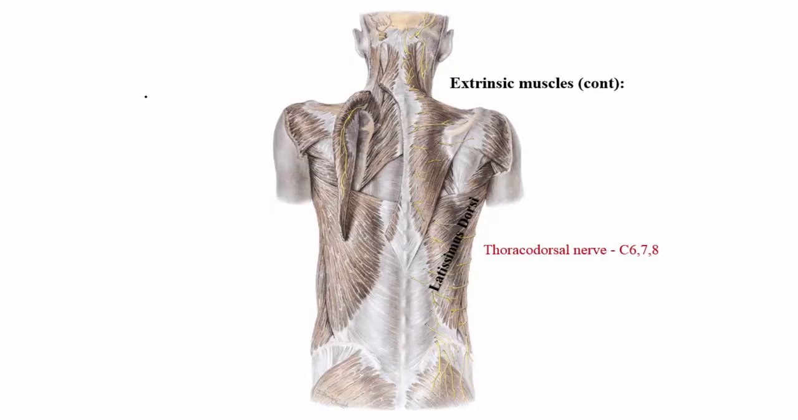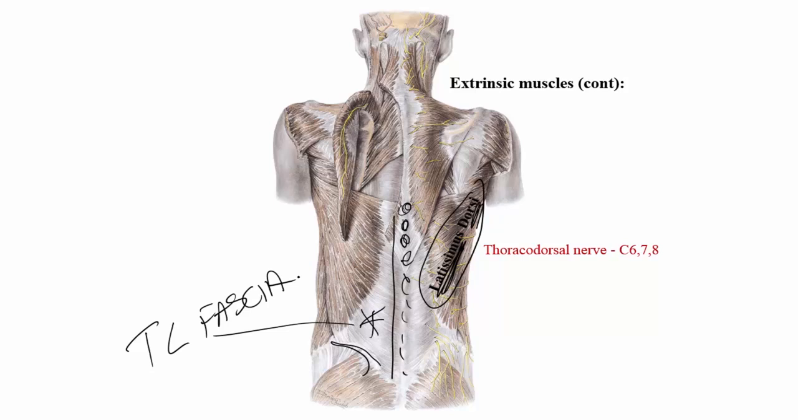As we continue with extrinsic muscles, we have the latissimus dorsi. Latissimus means widest. Dorsi means it's on the dorsal side or on the back. So it's the widest muscle on the back. And you can see it's pretty significant in width. So it's attaching to the spinous processes of the lower thoracic and the lumbar vertebrae, and to the iliac crest, and to this tissue, which is called thoracolumbar fascia. We'll talk more about that fascia later, but it's attaching to the spinous processes and encloses the deeper muscles of the back.